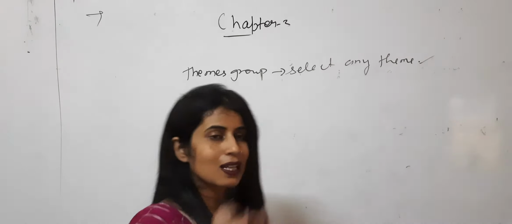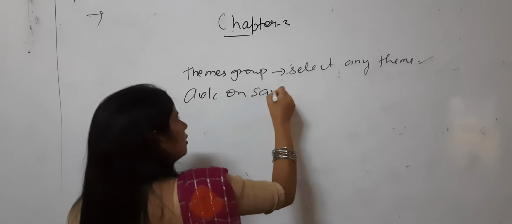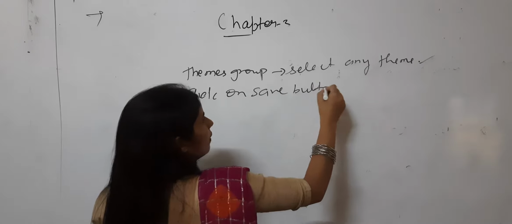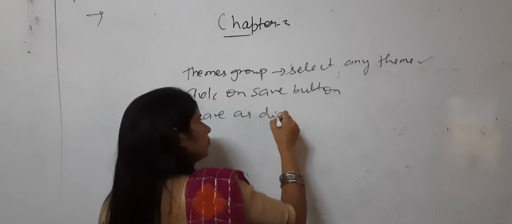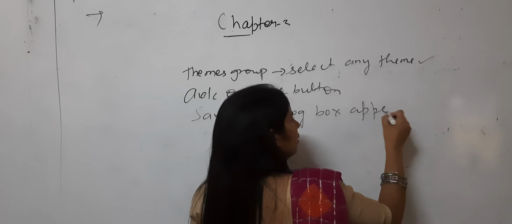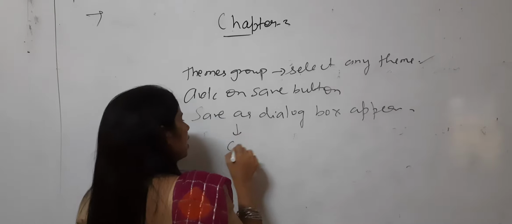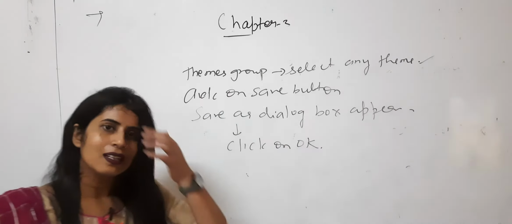Now all things are completed, then I will click on which button? Save button. When I click on the Save button, it shows us the Save As dialog box. Then I will click on OK. So our form will get saved.